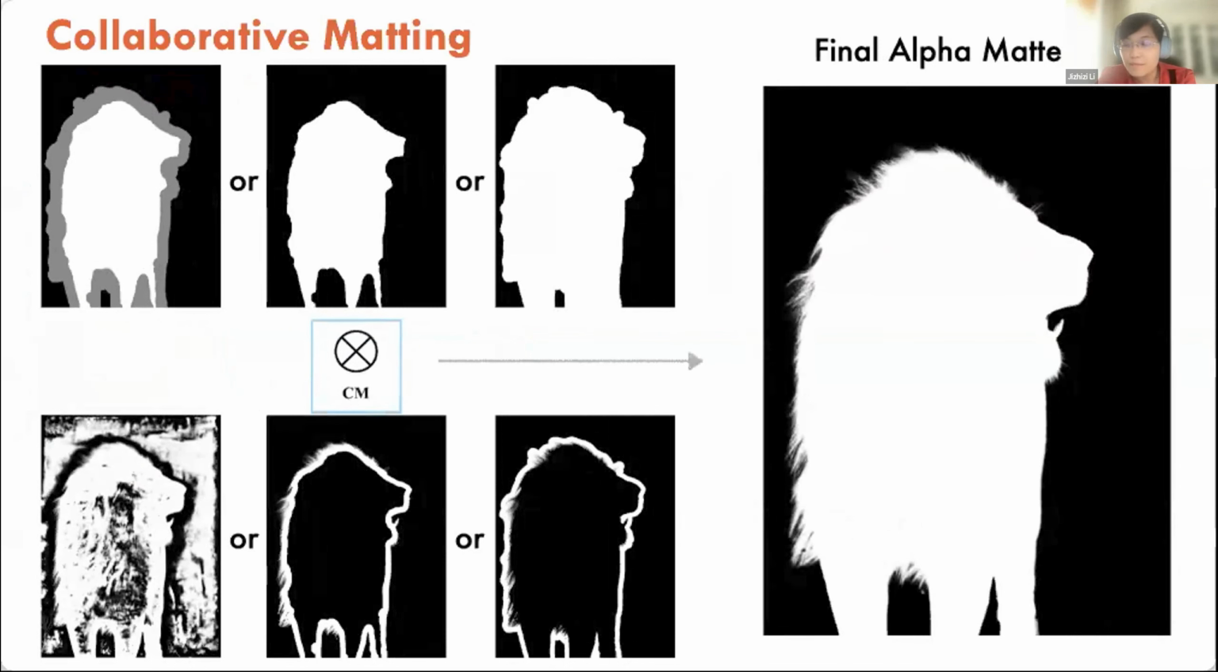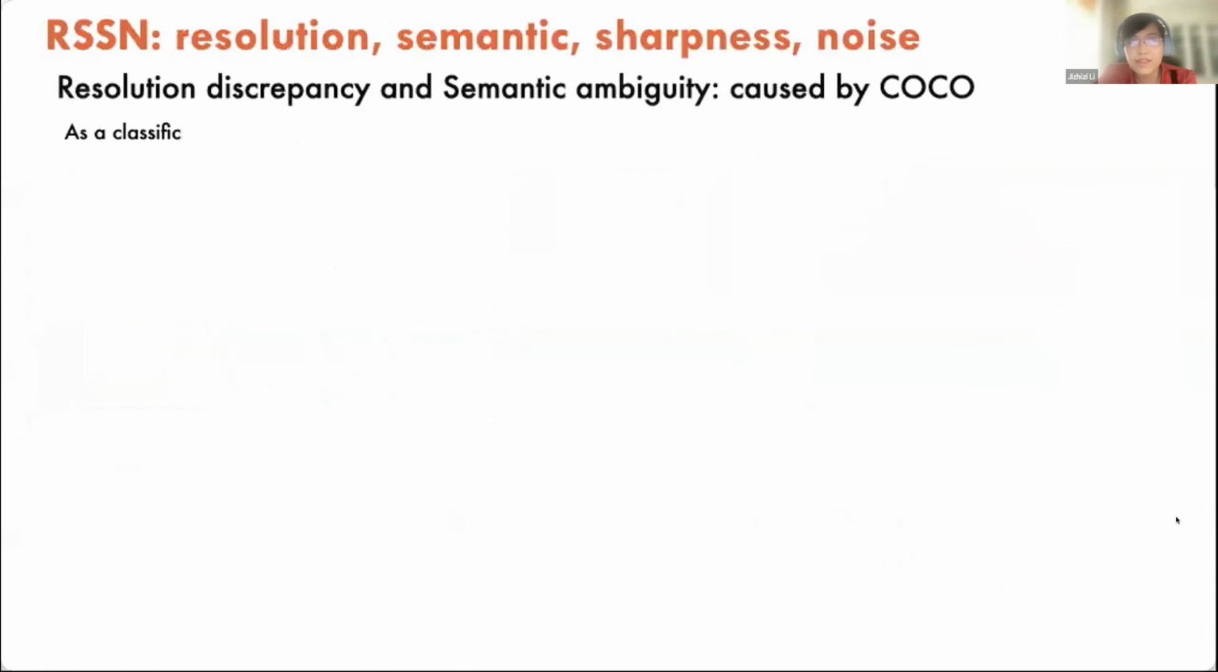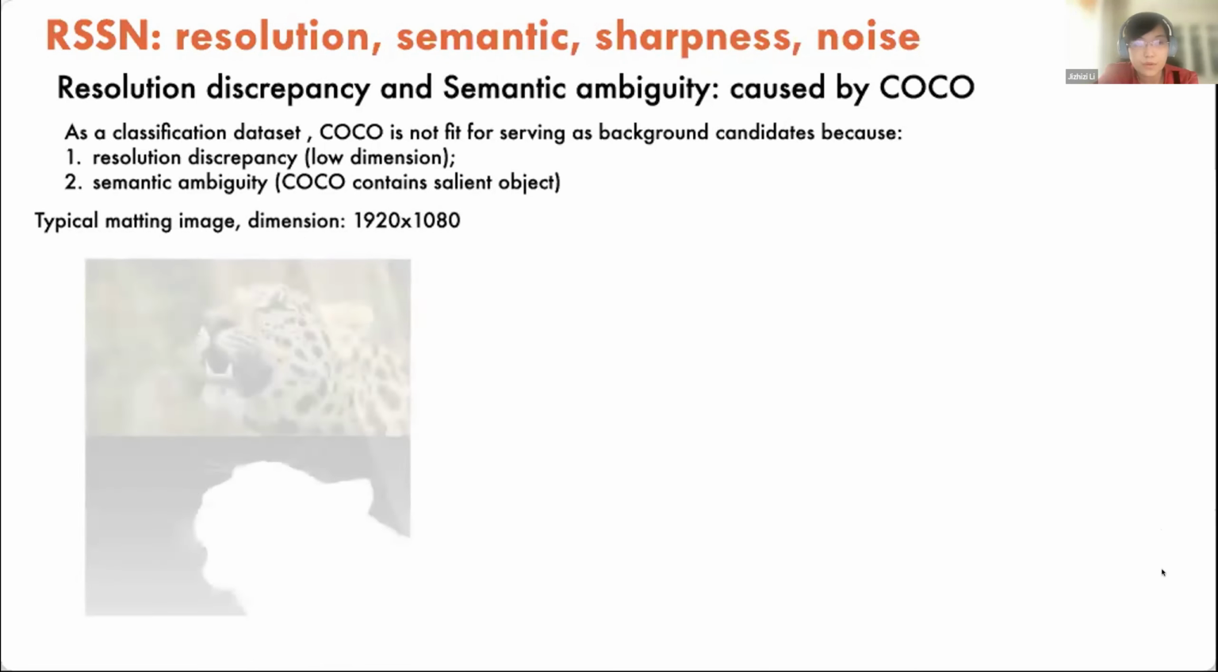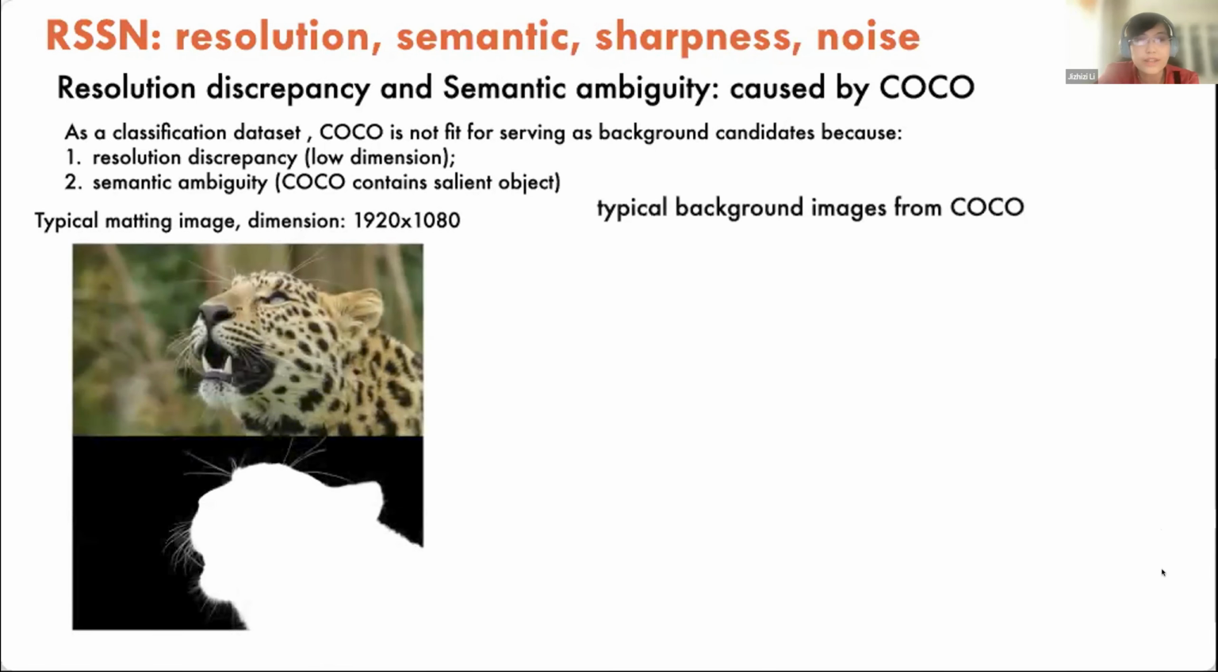So this one is very similar to semantic segmentation, but it has very fine, very meticulous details. Another thing is that, as we said before, the previous methods have composition artifacts. So how do we deal with this problem? We propose a composition route we name RSSN, which represents resolution, semantic, sharpness, and noise.